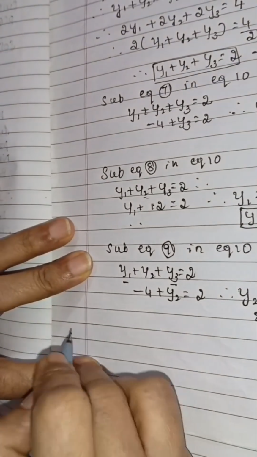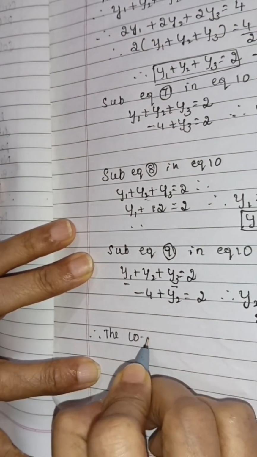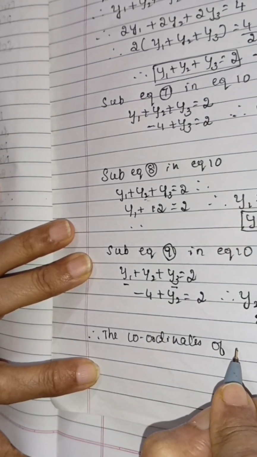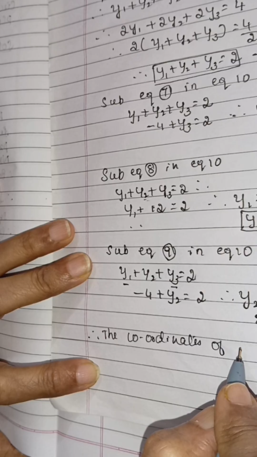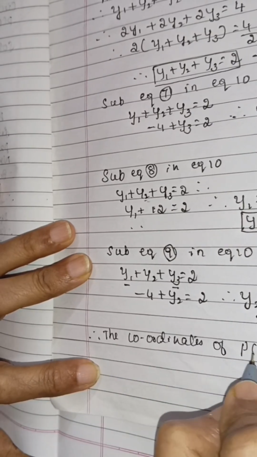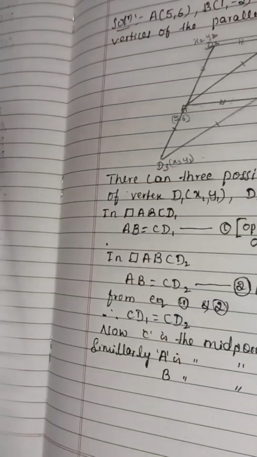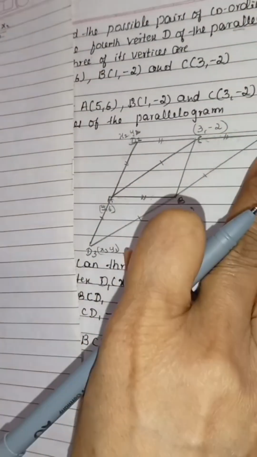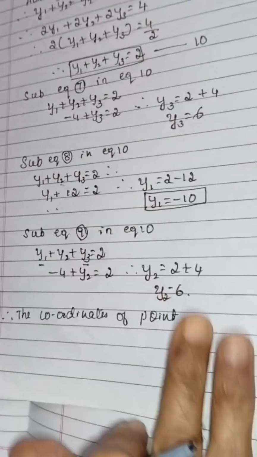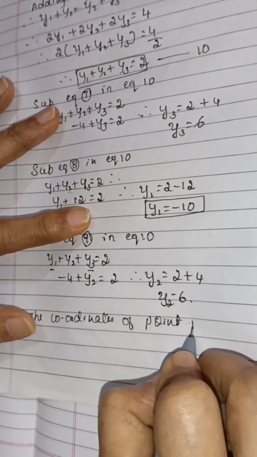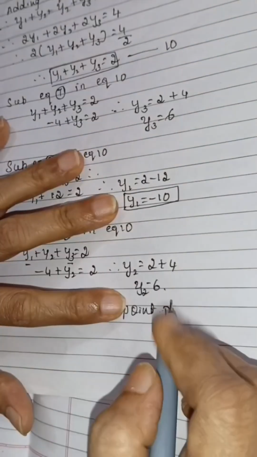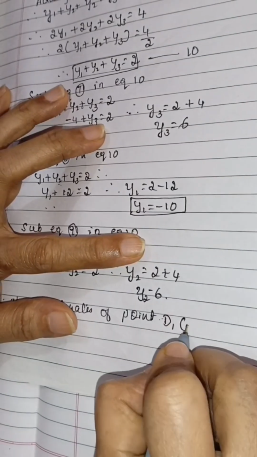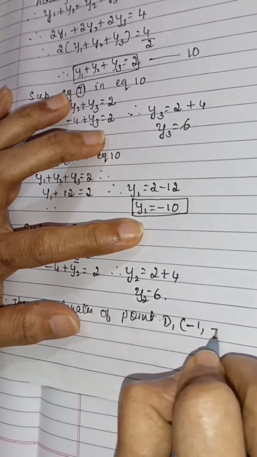Therefore the answer is the coordinates of point. Here, this is a parallelogram. So D1 is x1 y1. Coordinates of point D1, that is point D1: x1 is how much? x1 is minus 1 and y1 is minus 10.